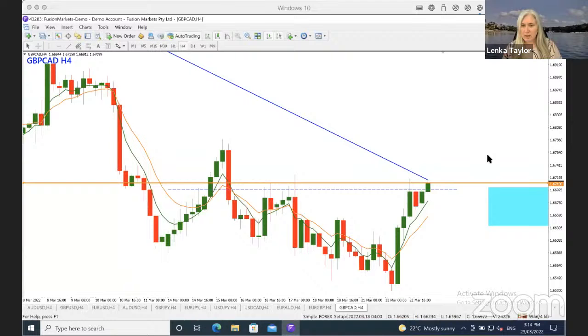Let me just check. Typically, how long should H4 positions be held? Okay, so it depends on the price action. Like at the moment, I would say a couple of days.